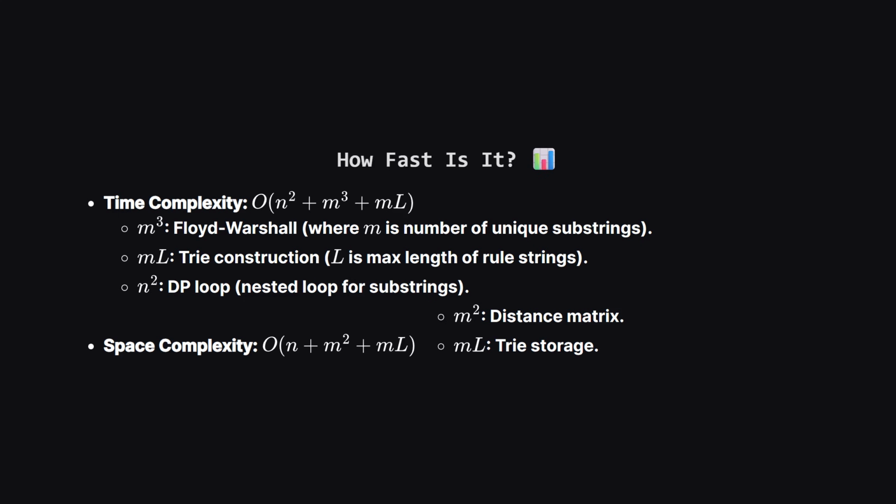So how fast is this solution? Let m be the number of unique rule strings, and n be the length of the source string. The Floyd-Warshall part takes m cubed time. Building the trie takes m times l, where l is the length of the rule strings. The DP part takes n squared time in the worst case because of the nested loop. For space, we need n for the DP array, m squared for the distance matrix, and m times l to store the trie. Given the constraints usually found in these problems, this is efficient enough.